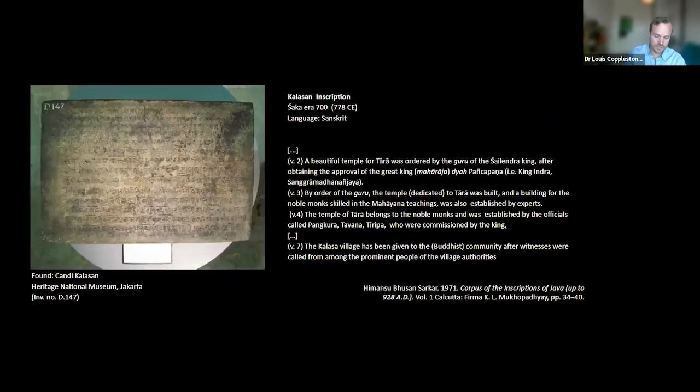For context, it's interesting to look at a third inscription from the area, the Kalasan inscription, which was inscribed 4 years before the Kalurak inscription, before the Kumaraghosa inscription, but is otherwise very similar.